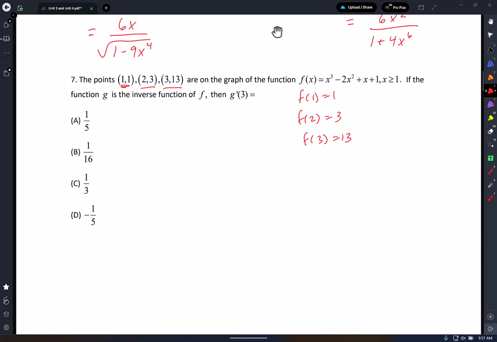So let's check. I'm just going to plug in a 2. 2 cubed is 8. 2 squared is 4, 4 times 2 is another 8, plus 2 plus 1. Yeah, that's a 3. 2 plus 1 is 3, and these zero out. So yeah, it works. So there it is.